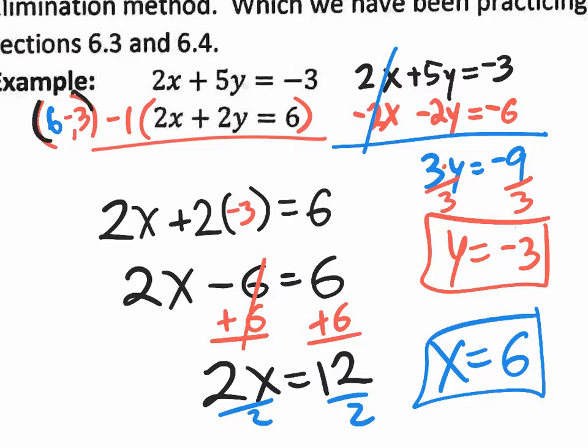And of course, if you have time left over at the end of the quiz, please test them. Plug in the 6 for x, 2 times 6 is 12. Plug in negative 3 for y. 2 times negative 3 is negative 6. 12, take away 6, it really is 6. You can verify it with both equations, and you'll be absolutely positive that you're getting the correct answers.